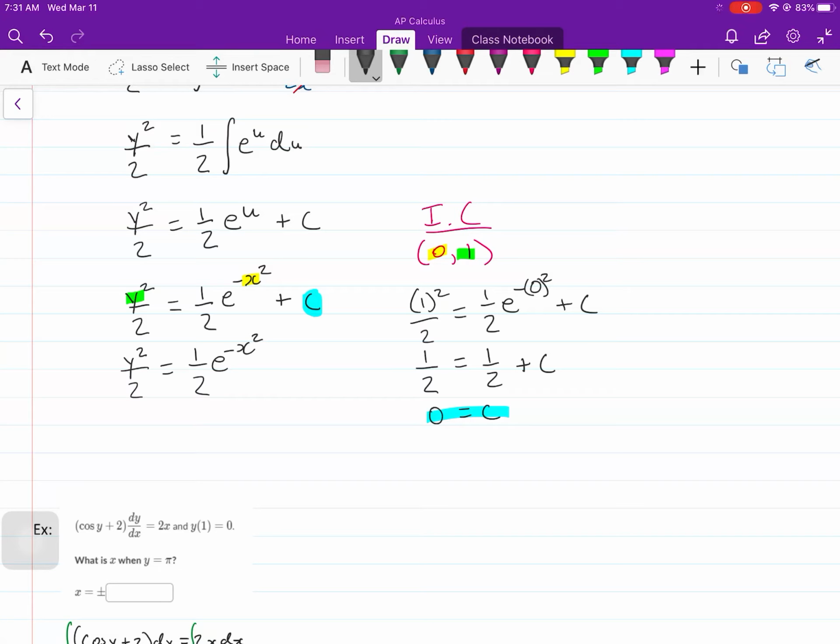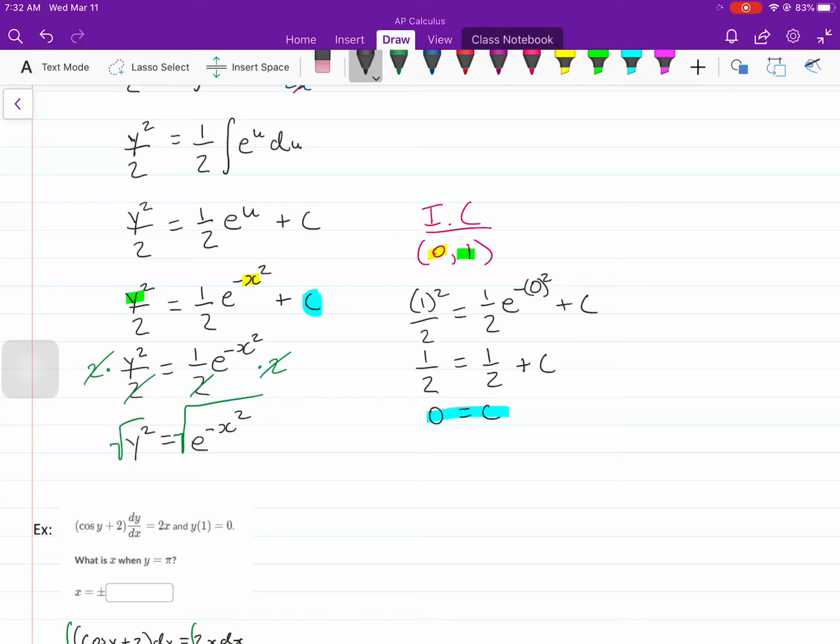So now to get our particular solution, we need to go ahead and solve for y. So I'll multiply the 2 to the other side, so times 2 on both sides. This 2 cancels, this 2 cancels. We're left with y squared equals e to the negative x squared. And for our last step, we'll go ahead and square root both sides. And of course, when you square root both sides, you have to put a plus or minus.